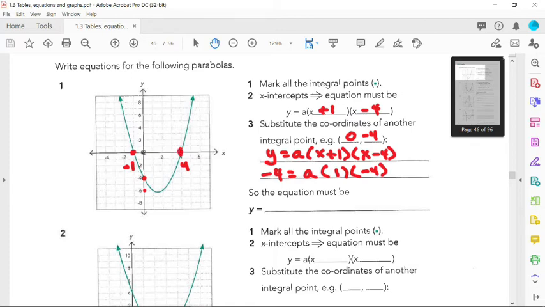Okay? Now, do the math. -4 equals 1 times -4, which is -4, and -4 times a is -4a.